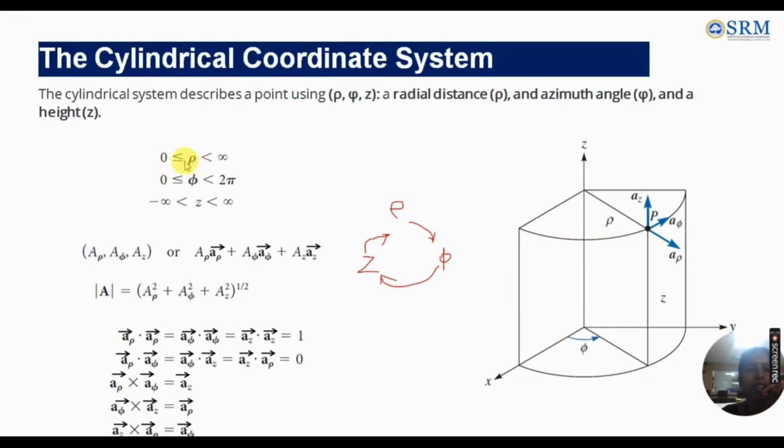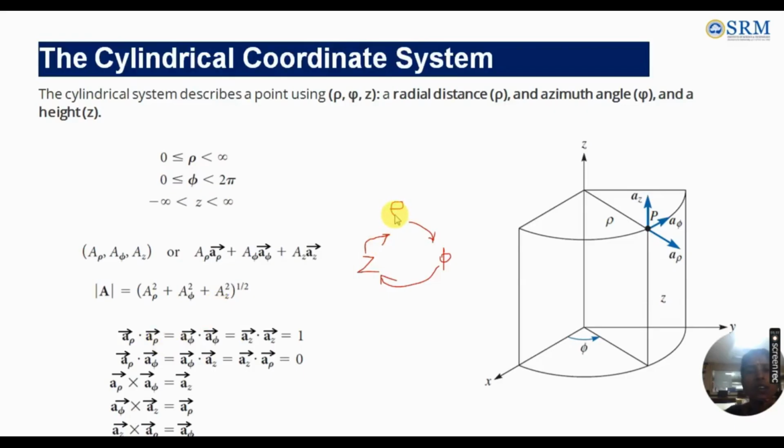Obviously the radius of the cylinder varies from 0 to infinity. The azimuth angle varies from 0 to 2 pi, a complete 360 degrees, and the height of the cylinder can vary from minus infinity to plus infinity. If I want to write a vector in cylindrical coordinates, I should write the component of the vector along the radial direction, that is A rho into the corresponding unit vector a rho cap, plus the component of phi along its direction, so A phi into a phi cap, plus A z into a z cap. If I want to find the magnitude, I just take the root of the sum of the squares of the components along each of the axes.